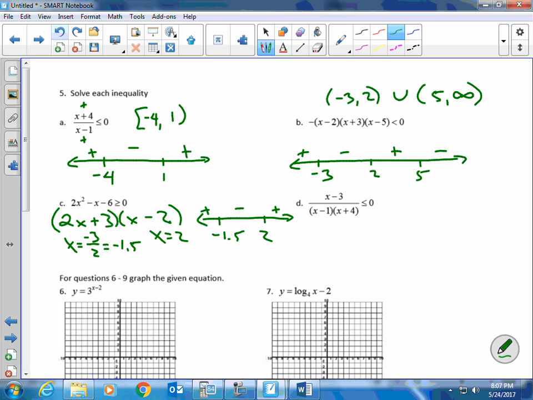What do I want? I want values that are greater than 0 or equal to. So I go from a negative infinity to a negative 1.5, include the 1.5, and I go from 2 to infinity, and I include the 2 also.